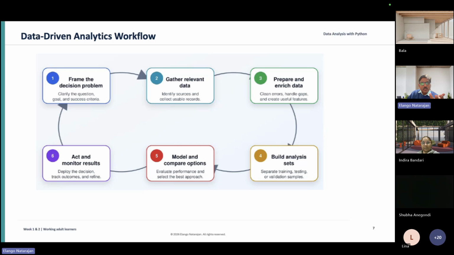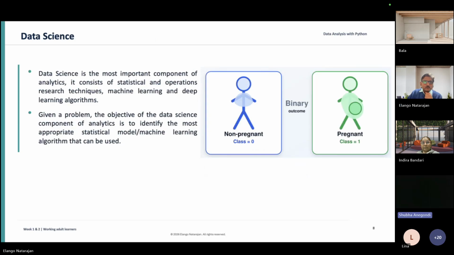and then you will build your model, your data model. It is based on your objective. Once the data model is built and tested, you can deploy your model into your real-time system. So this is the common data-driven analytics workflow.